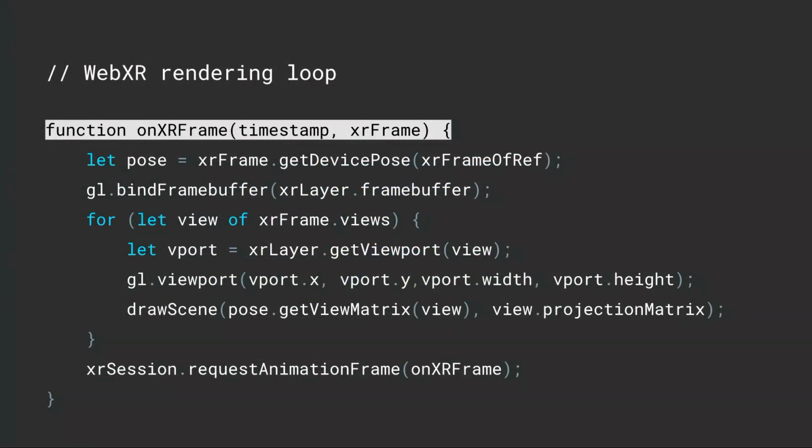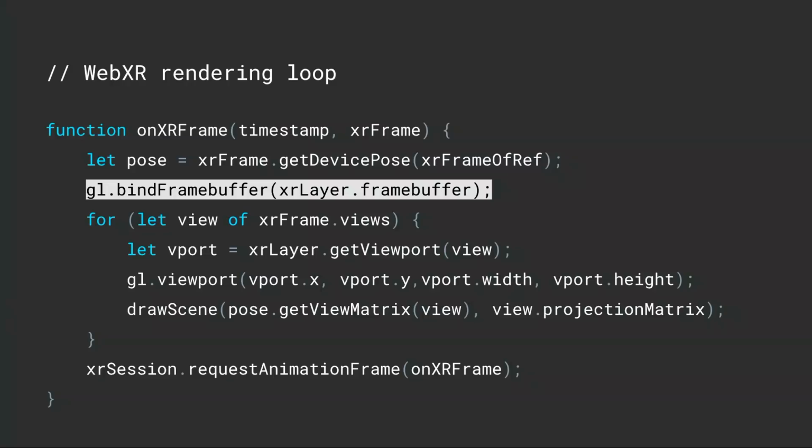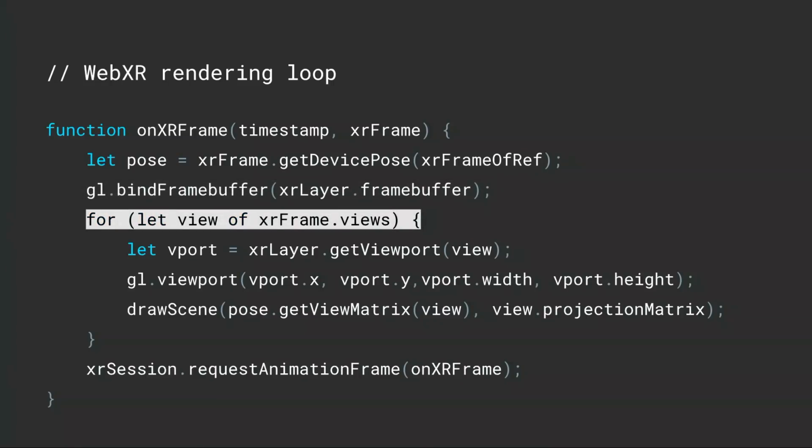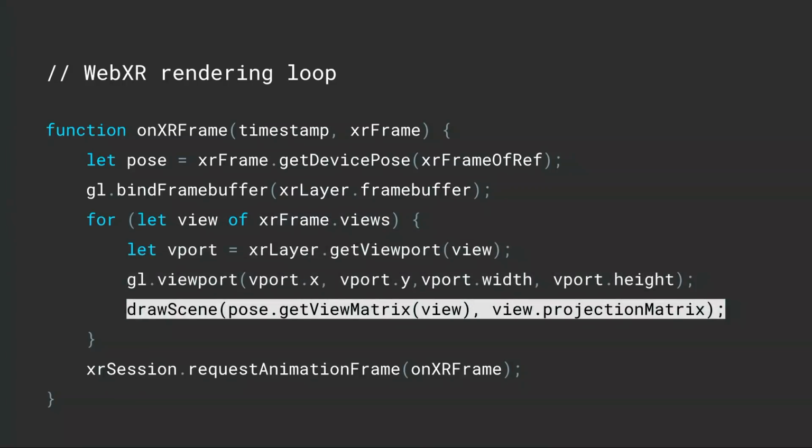And here's how that looks in practice. Our request animation frame callback is given an XR presentation frame object, which contains the list of views that we need to render. It also allows us to query the pose of the XR device, which is its position and orientation in space. To display our scene on the headset, we're going to bind the frame buffer provided by the WebGL layer that we created previously, and then begin looping through each of the views that's provided by the frame, drawing into the viewport that each of the views describes, using the view and projection matrices that they provide.